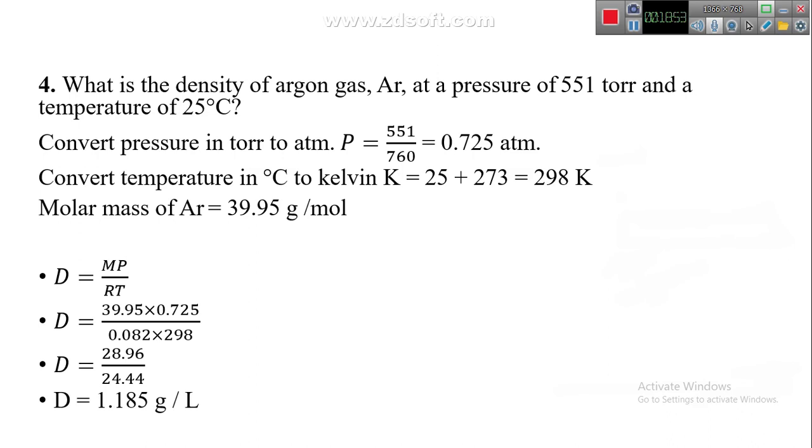The density of the argon gas, the gas given in the question, is equal to 1.185 gram per liter. By this we finished this section.